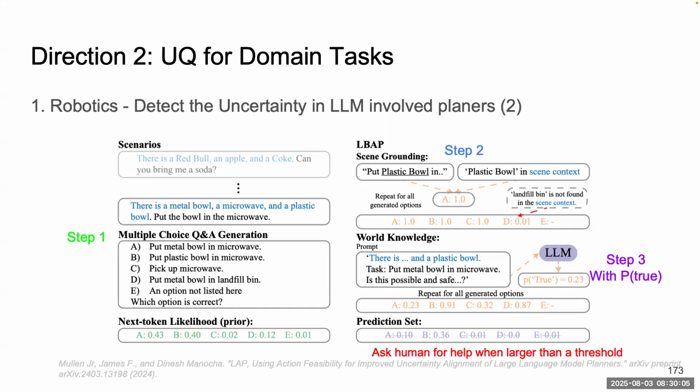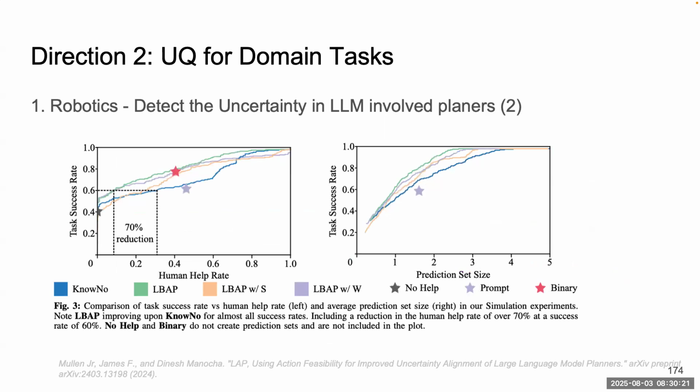So you can see this step is cutting out a lot of the candidates, and the humans are not much bothered by being asked to get the robots to complete the task. And then these are their results. So their prompts here just prompt the LM to output the prediction set. And the binary method just prompts the LM to output a binary indicator.